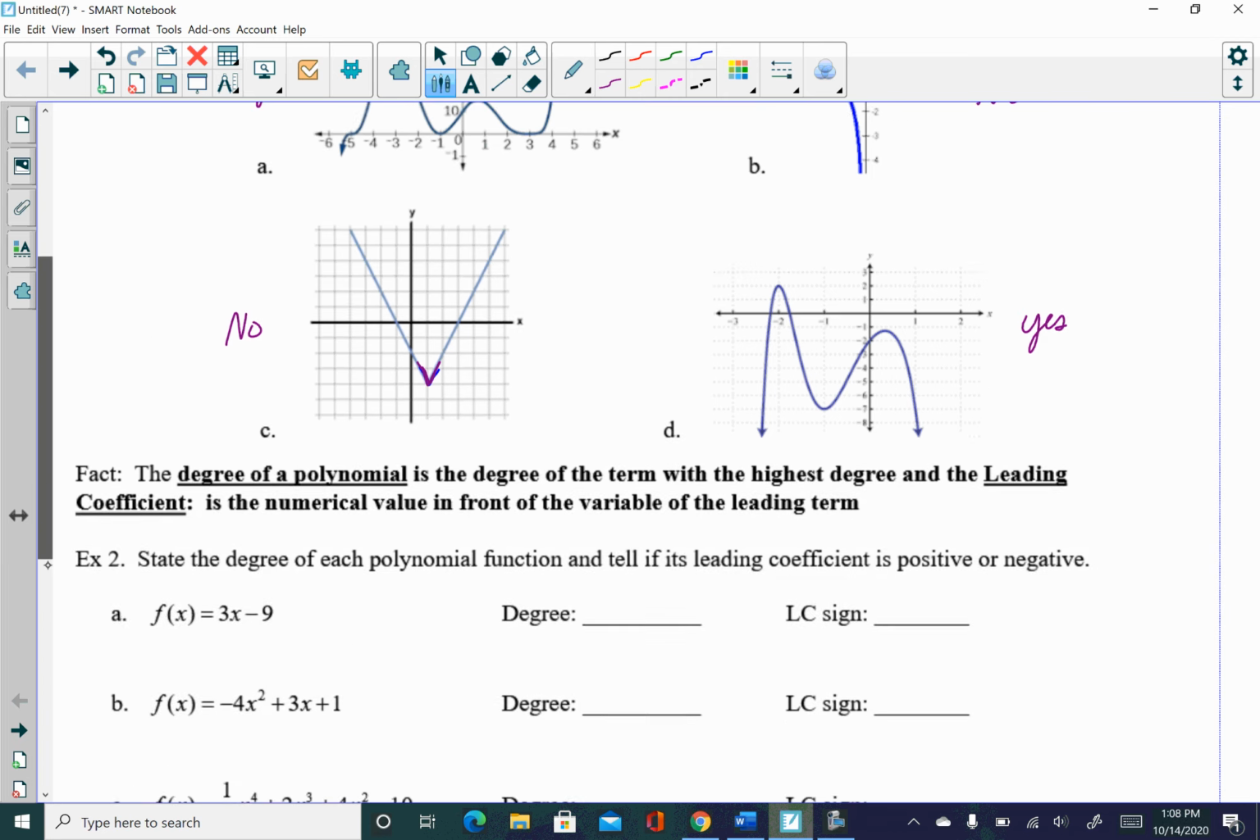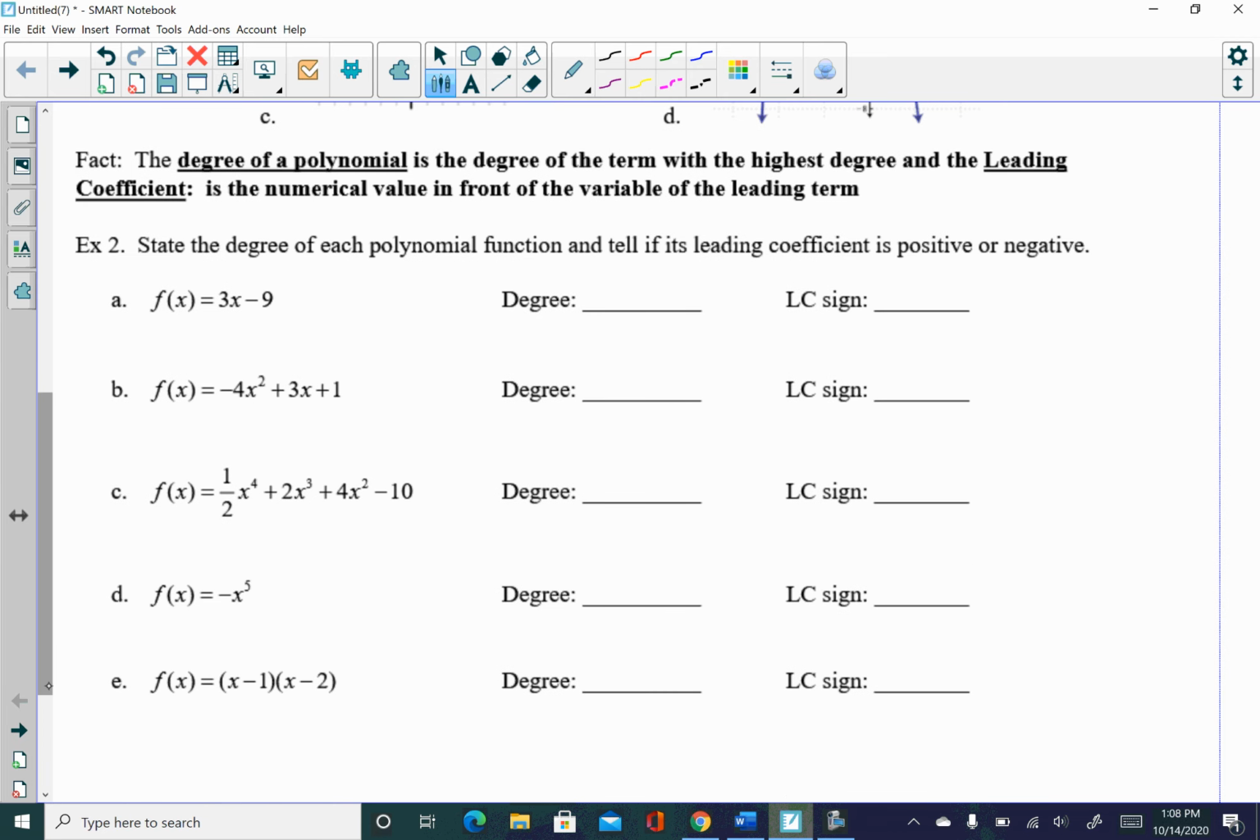All right, we'll move on and start getting a little deeper here into our polynomial functions and their graphs. The next piece I have down for you is a fact, basically a couple of definitions. It says the degree of a polynomial is the degree of the term with the highest degree. So whenever we want to determine what the degree of a polynomial is, we need to find out what the degree of each term is, and then whichever is the highest, that is the degree of the polynomial. I'll demonstrate that for you here down below in example 2. The leading coefficient is the numerical value in front of that leading term.